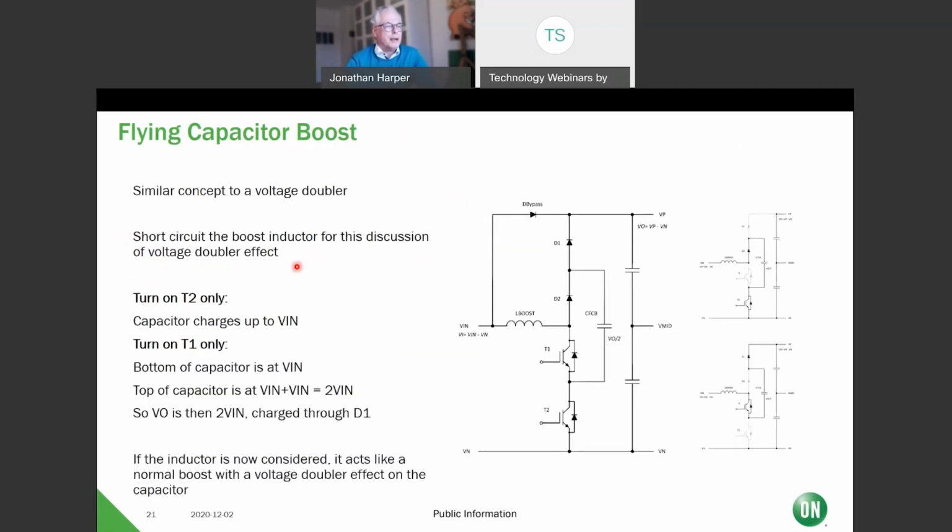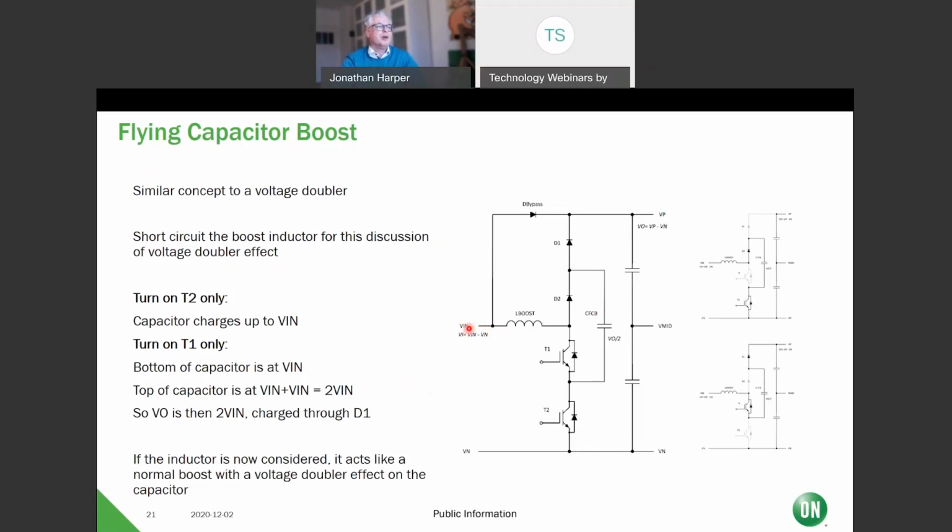Then there's a flying capacitor boost. This is a technology webinar as well, so I'd like to put a little bit of technical training on this. It's not clear to everybody how a flying capacitor boost works. For me, it's like a voltage doubler and a boost mixed together. Just for this discussion, let's mentally short circuit the boost inductor so we don't have to worry about the voltage drop across it with a di/dt. Just make it a wire.